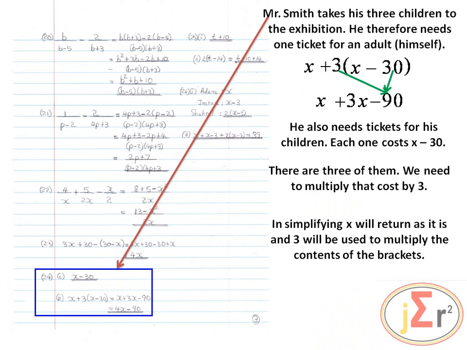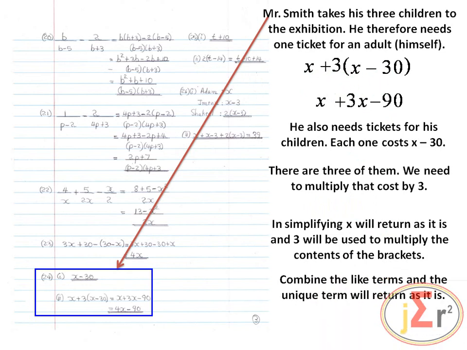And we have been simplifying expressions all day. So combine the like terms and the unique term will return as it is. That's it. So x plus 3x is 4x, and we subtract 90.